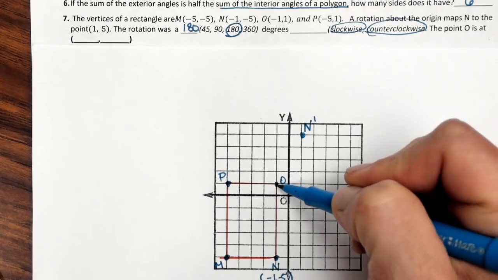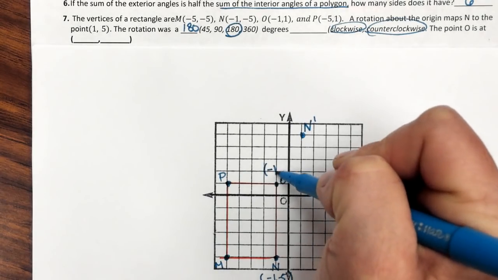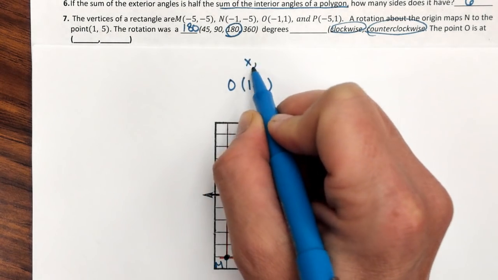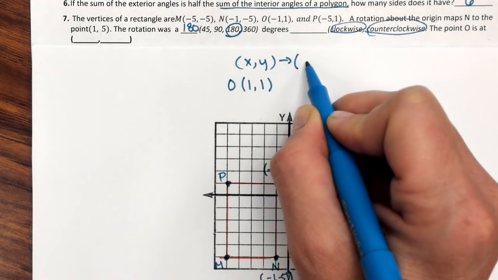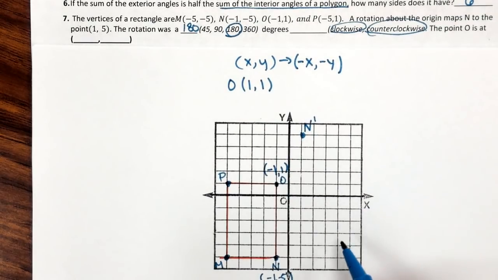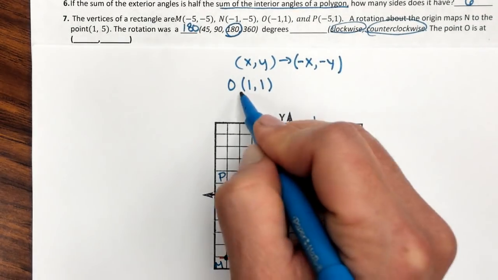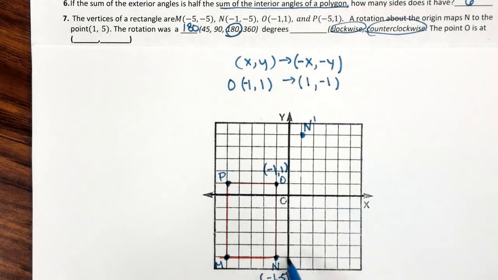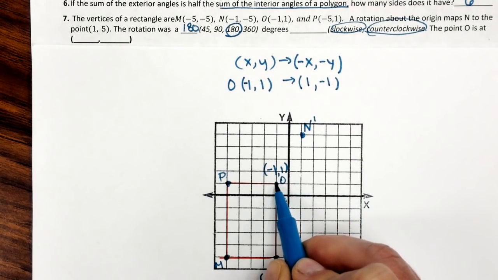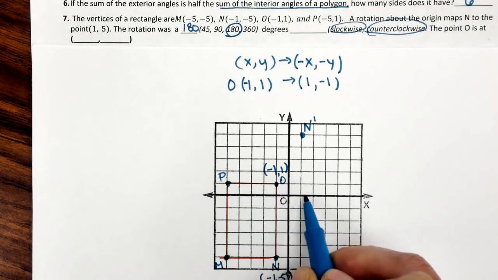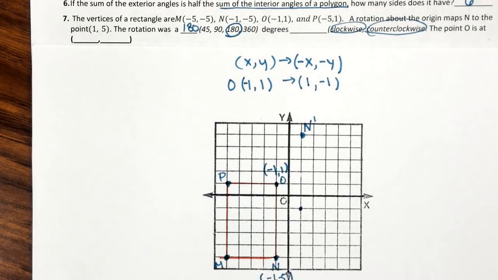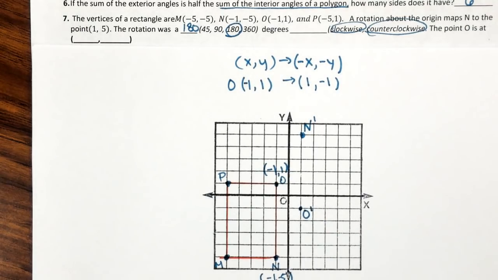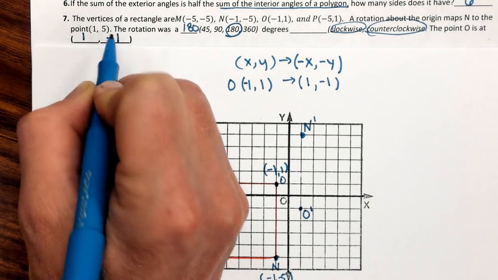Okay. So right now, our point O is at 1, 1. And we know our rule for 180 degrees is we switch the signs of both the x and the y. So if we change the sign of both, that would give us +1, -1. So if O is here, O prime, 90 degrees would move it, and then 180 would move it here. Okay? So again, 90 would have moved it here, 180 moves it here. So this is O prime. So your point is at 1, -1. All right.